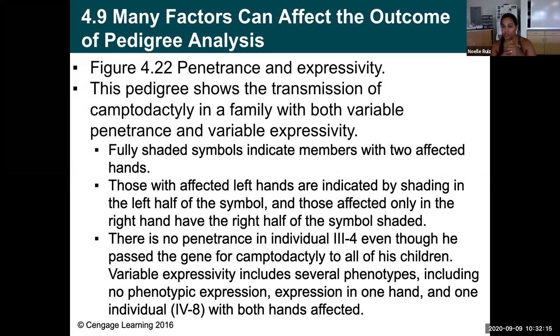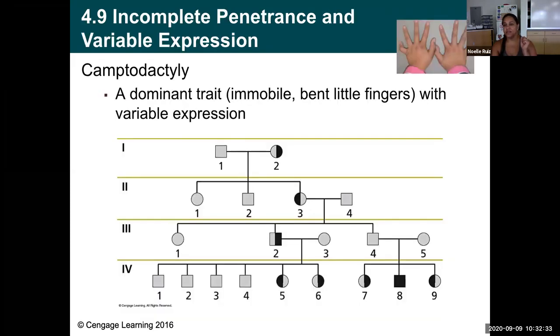Figure 4.22, I'll show you in a minute, is about penetrance and expressivity. It's about blood types. Well, this one's about camptodactyly in a family with both variable penetrance and expressivity. Camptodactyly is, you can see the picture, immobile bent little fingers.